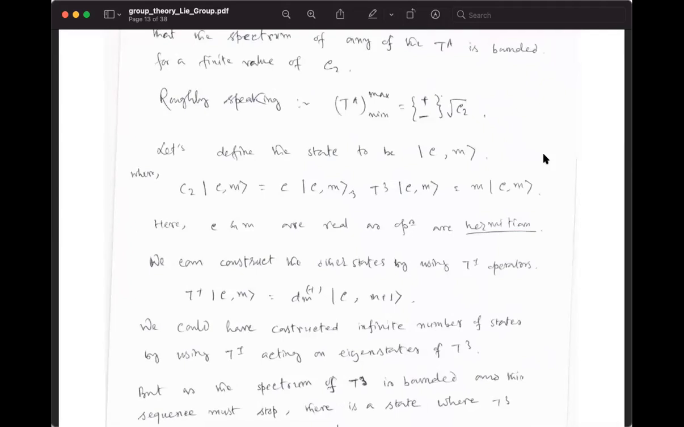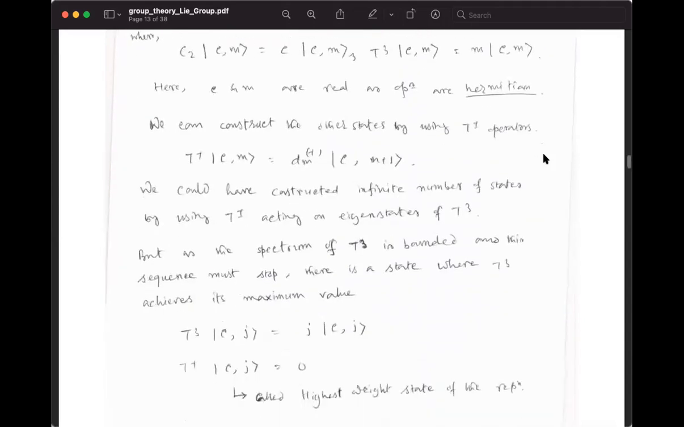And T±, these are more like raising and lowering operators. So it will change the m value by 1 unit if it is acted on by T+, and reduce it by 1 unit if it is acted on by T−. Okay. Now, as the spectrum of T3 is bounded, this sequence must stop. There is a state where T3 achieves its maximum value. That means you can think of the highest m valued state or lowest m valued state.